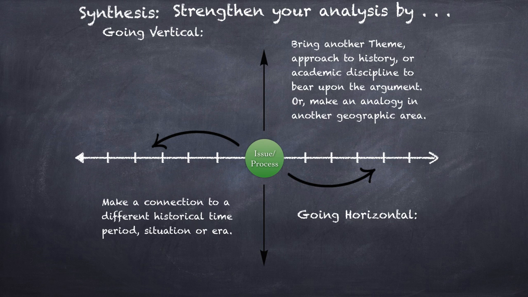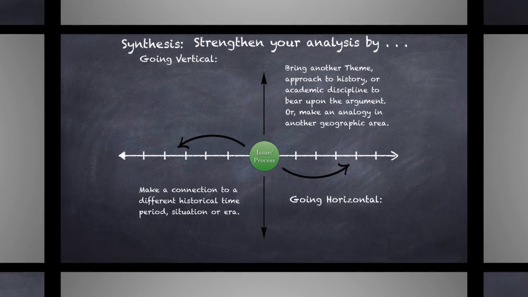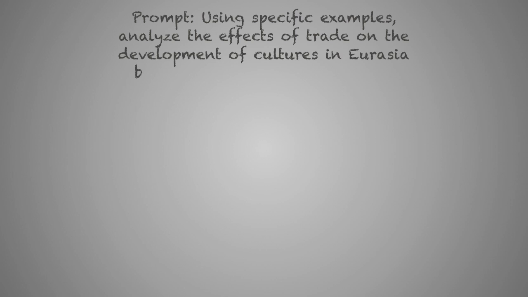Now, all this has been rather abstract. Let's look at some actual examples of synthesis to hopefully make this clearer for us all. So, we need a prompt, and here's a typical prompt on an LEQ. And this is using specific examples. Analyze the effects of trade on the development of cultures in Eurasia between 600 BCE and 600 Common Era. So before we get into what synthesis would look like in this essay, we need to understand what an answer to this essay would look like.